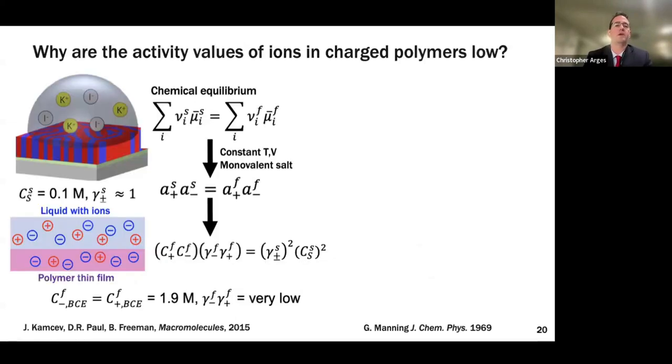So our work in this area was motivated by some work done by Benny Freeman and his team at UT Austin. And they were interested in coming up with these activity coefficient models. And they started looking at what had been done for polymer electrolytes. And so Gerald Manning, in 1969, was interested in the colligative properties of polyelectrolytes in solution and why their activity was lower for a given concentration compared to salt ions in solution.